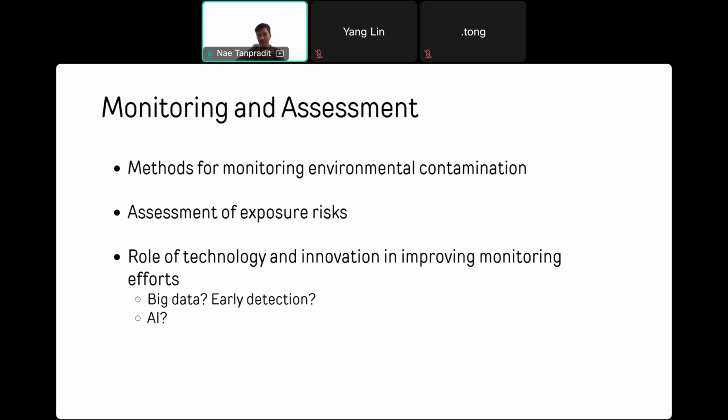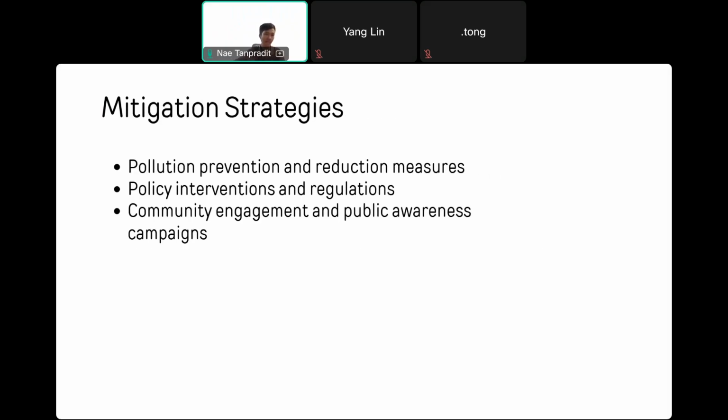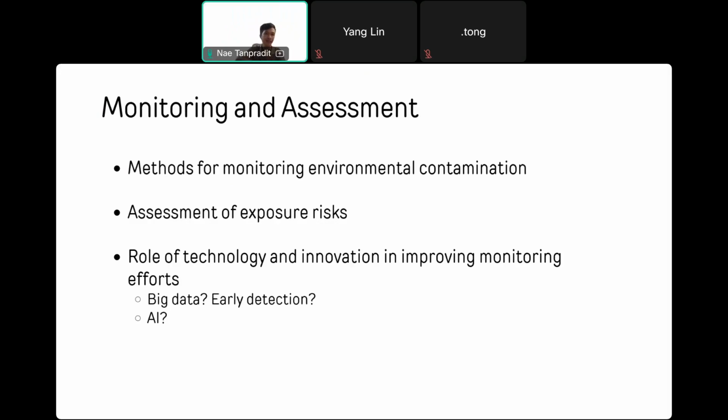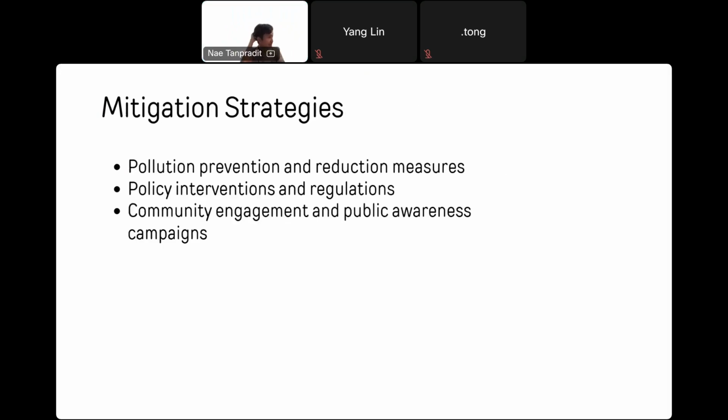But for the small companies or the poor countries, like in Thailand, maybe Dr. Tong knows that someone has fabricated the documents. There is more risk of releasing pollution into the environment. And yes, after monitoring and assessment, we have to have mitigation strategies.